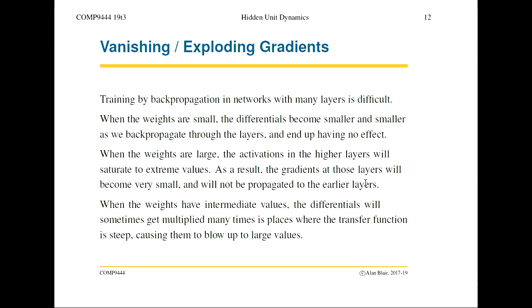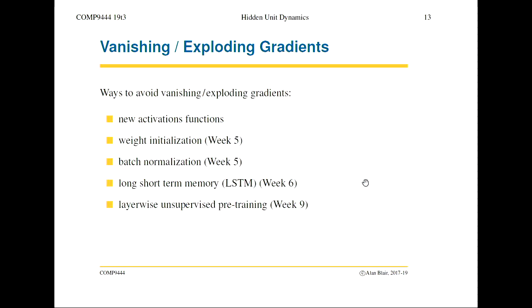Now, eventually people did discover some ways to get around this. I'll talk about some of them today, and others after the holiday next week. So one way is to replace the activation function, to use different activation functions, then weight initialization and batch normalization. Those are methods we'll talk about next time.